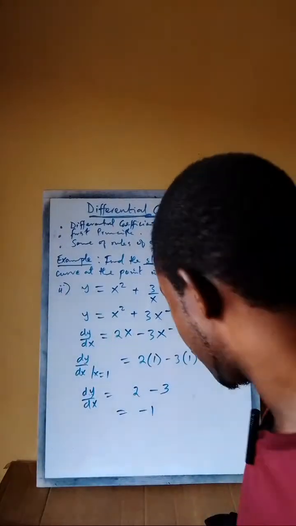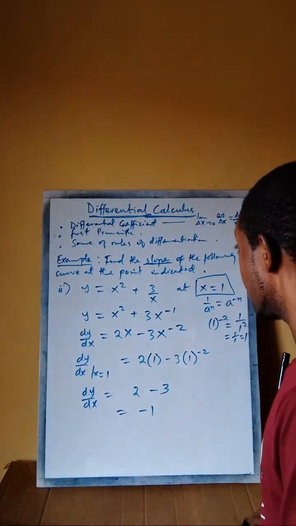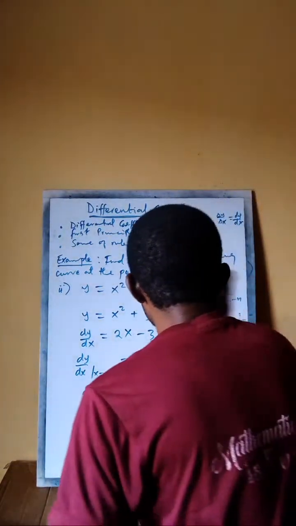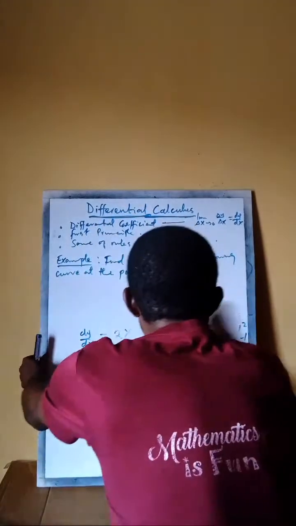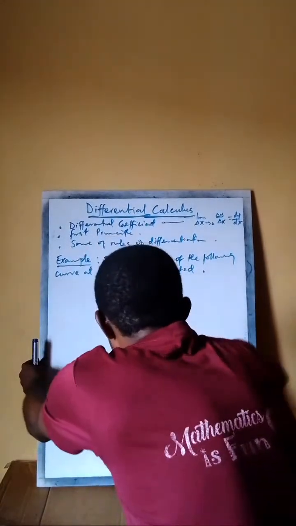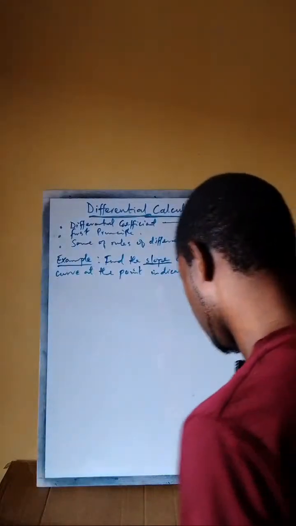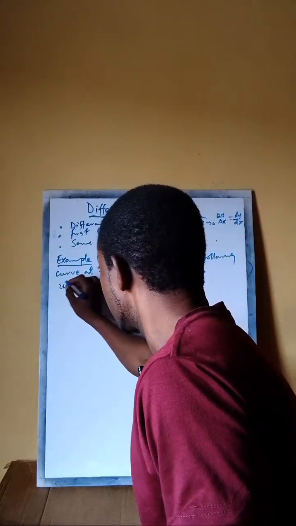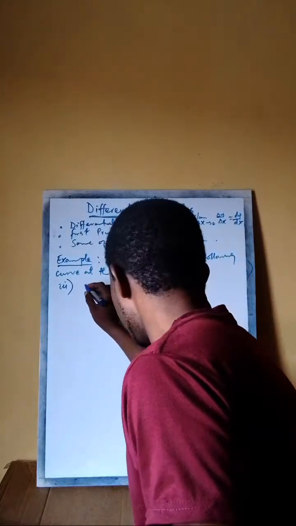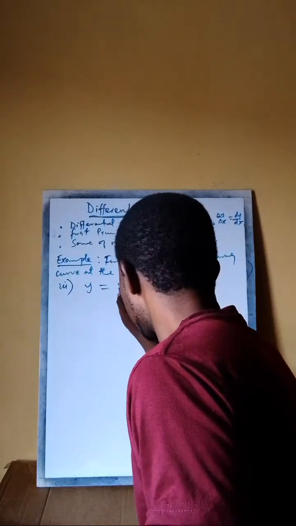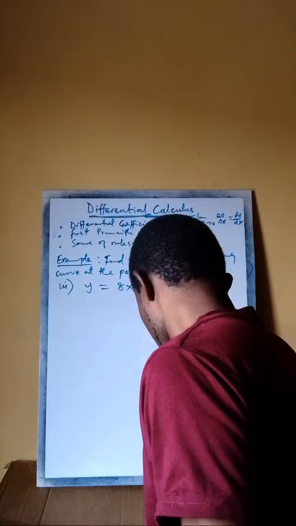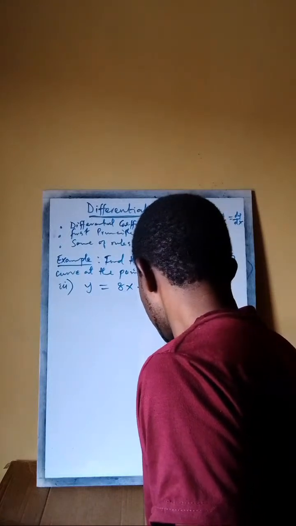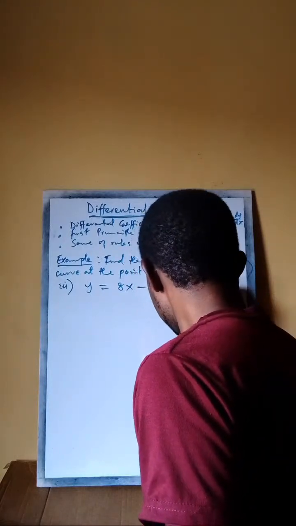Now let's look at the third one under this particular example. Here we have number 3, y equals 8x minus 3x cubed at x equals 2.